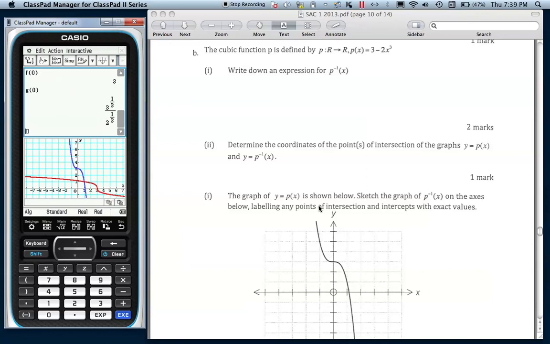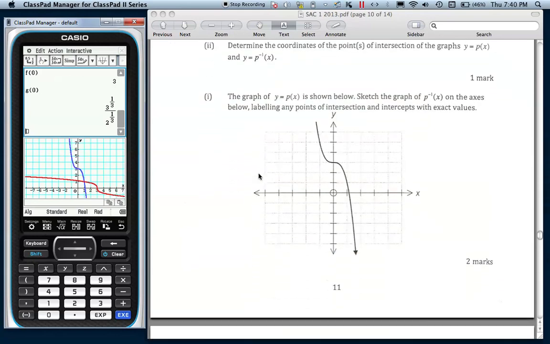So here it says label any points of intersection. If we look at this blue graph here, it goes through 3, and the x-intercept is going to be the cube root of 3 over the cube root of 2, and vice versa for the inverse. That's the cube root of 3 over the cube root of 2, and that would be 0, 3 there. So that kind of answers question B.